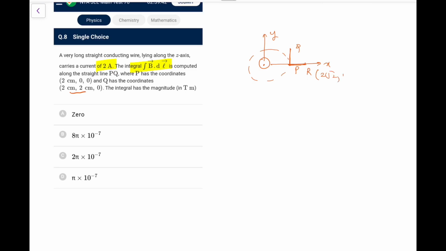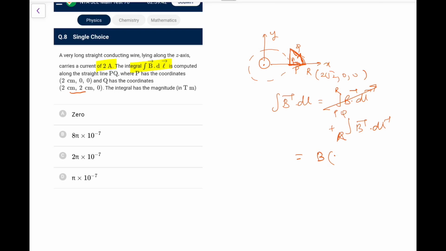This is 2 root 2, 0, 0. Go by this and go by this. So the value will be like this. B dot dl, I can go from here also. Here in this path the field is, if you can see, perpendicular. So the circulation over PR would be 0. So I have divided this B dot dl into one over P to R and one over R to Q. P to R is 0, and on R to Q the field lines are always along the path. So directly that is B into pi R, not 2 pi R.